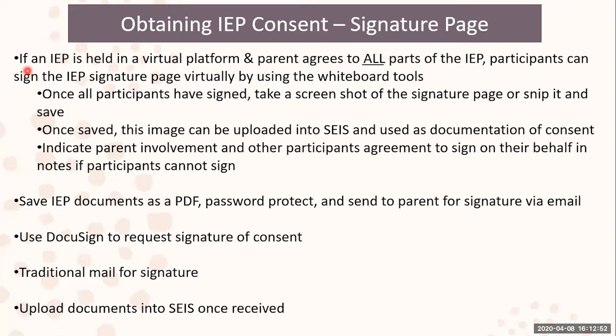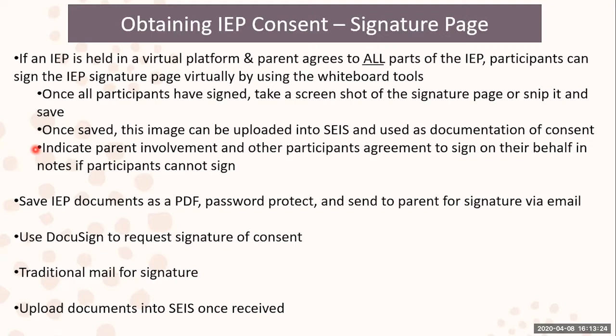Now, sometimes some of the participants maybe called into Zoom or your teleconference and they're just listening. So what you can do there is indicate on your signature page, ask the parents if they felt like they were involved in the process. You can click that for them. And then you would just have to ask the other participants. There are a couple different ways. You can ask them if they are in agreement for you to sign on their behalf.